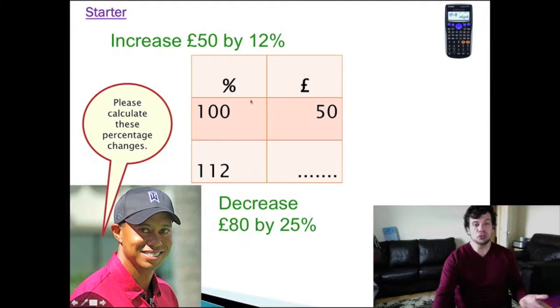Now we want 12% more. We want to increase it. What is 12% more than 100? 112. So now we have a proportion table with just one gap, and that is our answer.